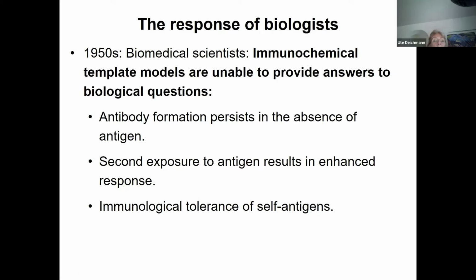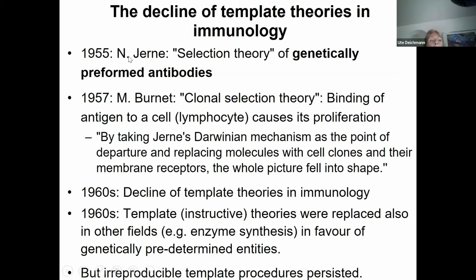And here new theories were promoted by more biological or chemically oriented immunologists. Most importantly, Niels Jerne's theory. Niels Jerne was a Danish immunologist, whose theory was also a selection theory like Ehrlich's, but with an updated version of genetics. And in this selection theory, he spoke of genetically preformed antibodies. And McFarlane-Burnett transformed this into a clonal selection theory.